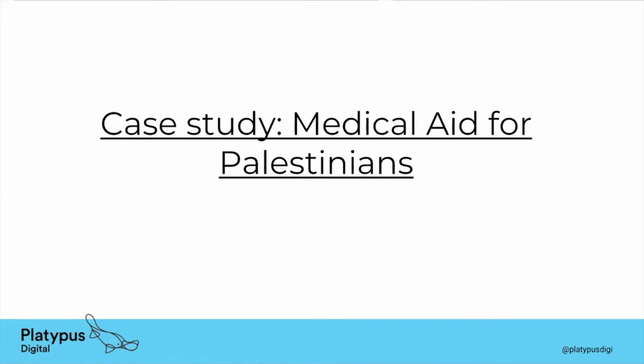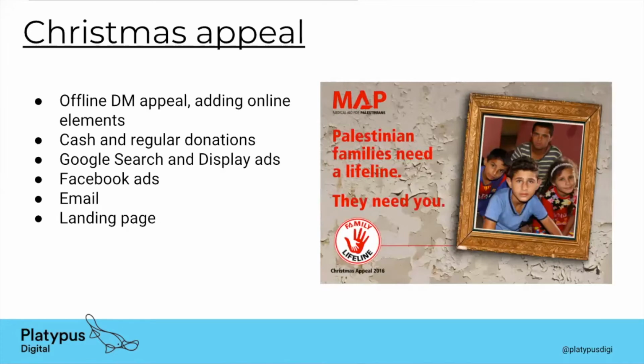So here's a quick case study then of a campaign that we ran for a charity called Medical Aid for Palestinians a good while back, to give you an idea of what sort of integrated campaign content can actually look like. It was an offline DM appeal that they ran, and we were adding online elements to it. We wanted to create a sort of digital version of this campaign, which was called a Lifeline campaign. We did it over lots of different channels.